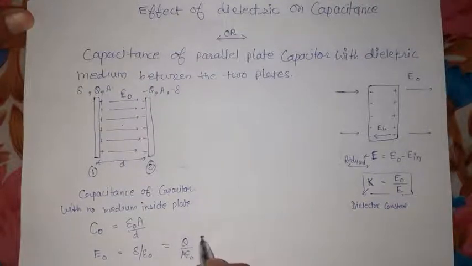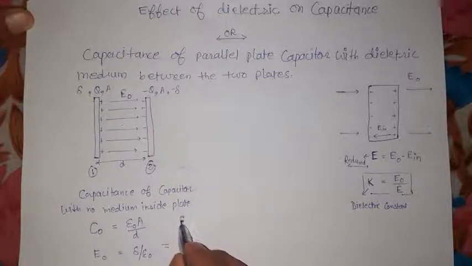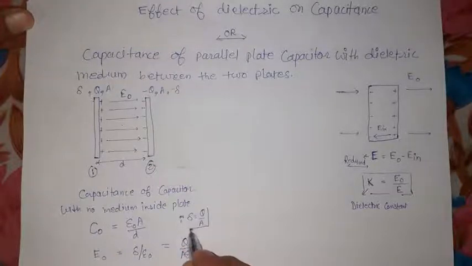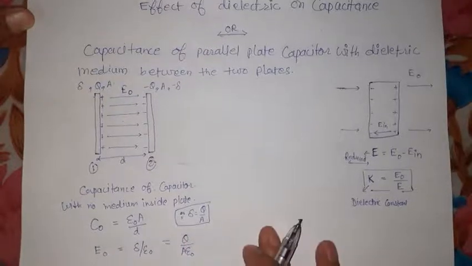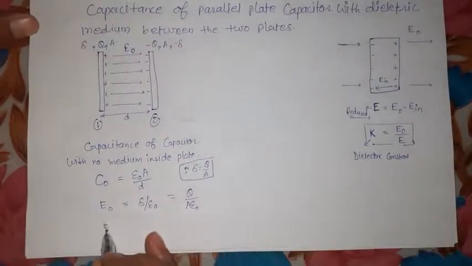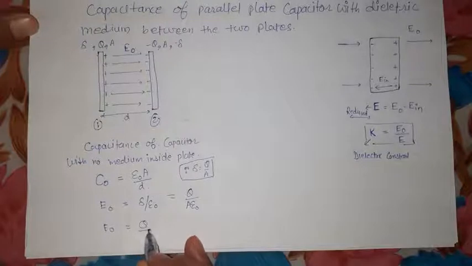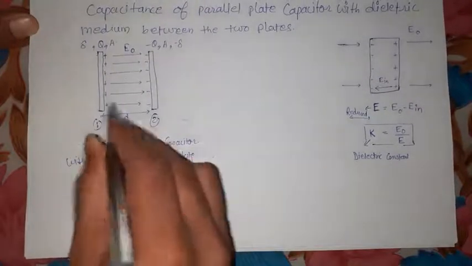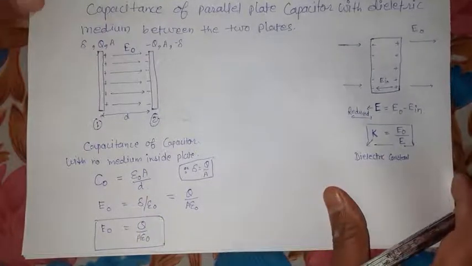So we can also write it this way because we know that surface charge density is the charge per unit area. That's why we get the formula for this electric field as q by A epsilon naught. This is the electric field between the two oppositely charged plates.